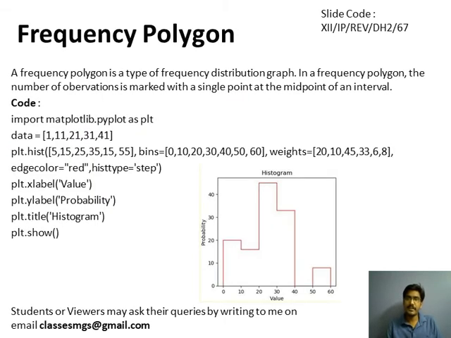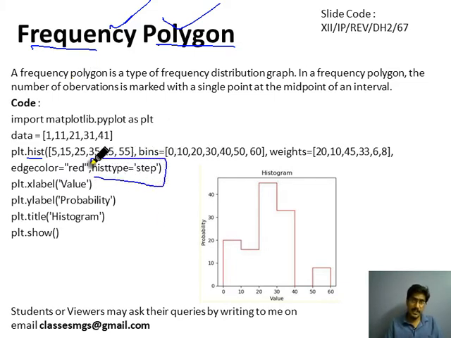Now we will see the frequency polygon. Frequency polygon is basically very similar to the histogram. We will use the same function hist to draw the frequency polygon. We don't use any other function, but the step for drawing the frequency polygon is to pass histtype equals to step. Then we will see the frequency polygon kind of distribution in the histogram. So the frequency polygon is also a type of frequency distribution graph. The number of observations is marked with a single point.